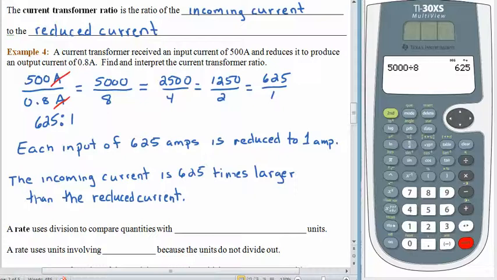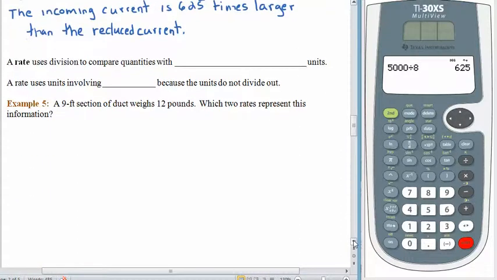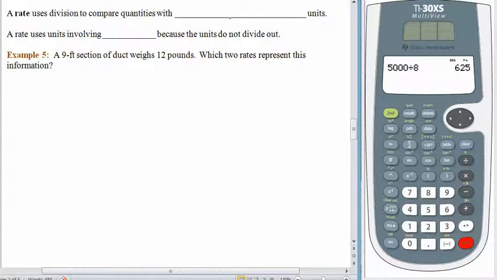Okay, so let's shift gears from a ratio to a rate. Rates are almost exactly the same as ratios. A rate also uses division to compare quantities. The thing about a rate is that we have different units. And since the units are different, they don't divide out. So when we get done, we have to talk about numerator units compared to denominator units, which means that we also often see this written with the word per. And we've done this before.